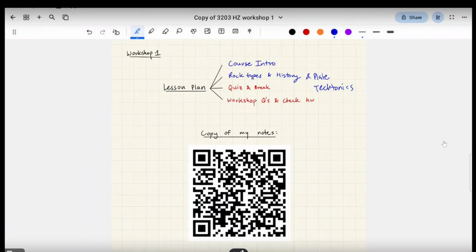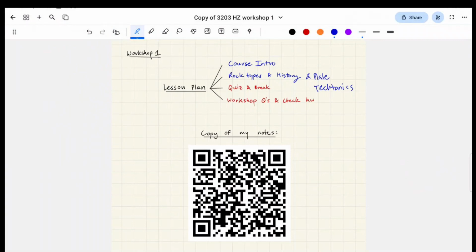Yeah, I'm actually also going to do a quiz. We can take a short break. After that, you can get water or whatever, and then we'll get into the workshop questions. But the workshop questions will take some time, so I'll try to keep this section fairly brief each week.